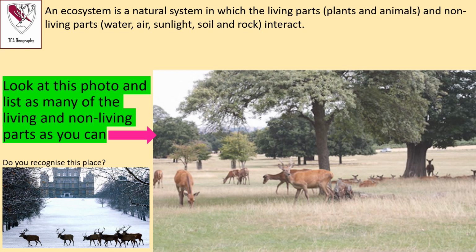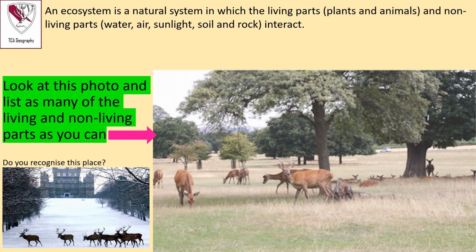I think it's a lot easier to identify the living parts of the ecosystem. Very obviously, we've got some deer, some trees and some grass. We could be more specific, of course. The deer are red deer. We could have a closer look at the trees and say which species of trees they are.